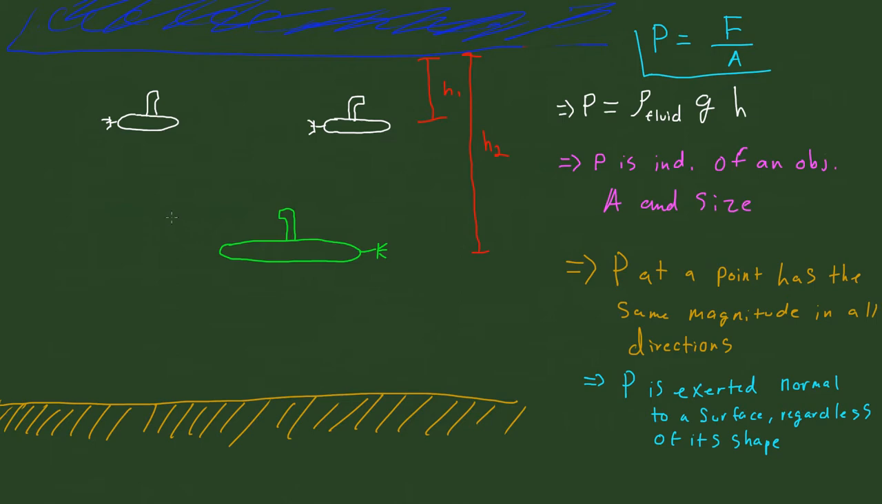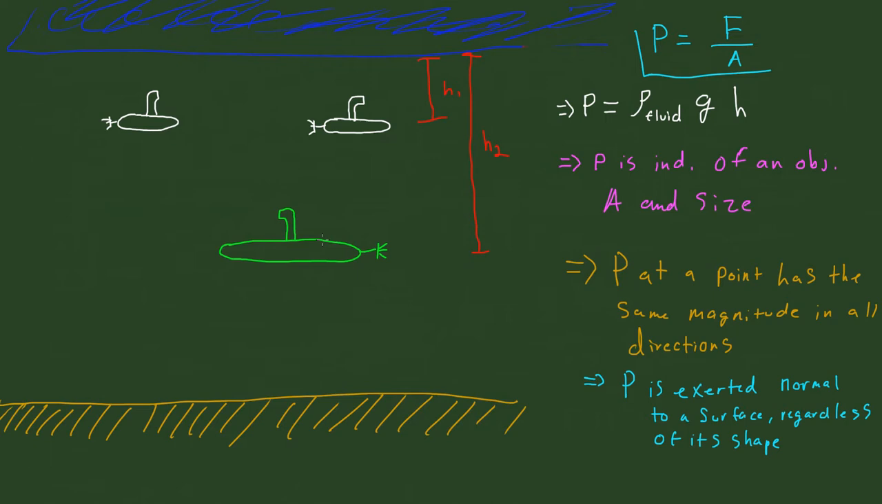The third point is that the pressure is independent of an object's area and size. So if one of these little white submarines descended to the same depth as this big green submarine, the hydrostatic pressure would be exactly the same on one of the white submarines as on the big green submarine. So it's independent of area as well as size.